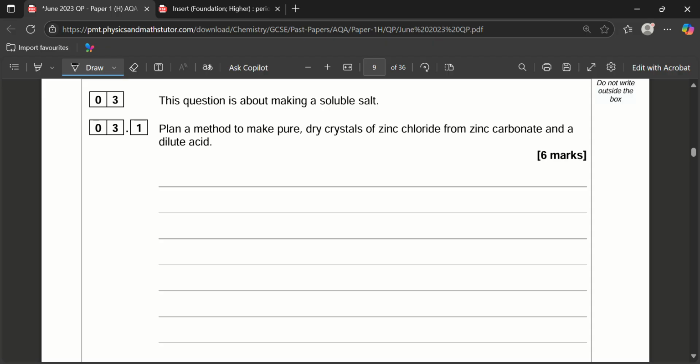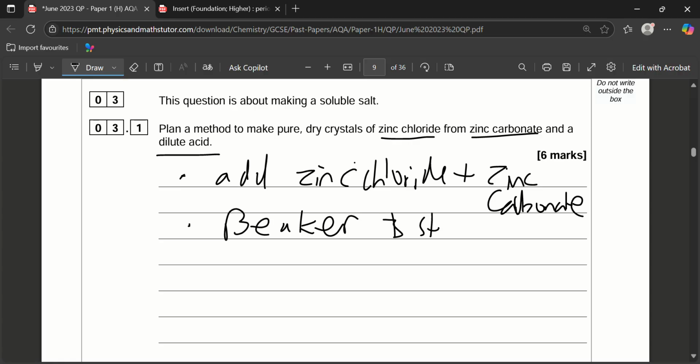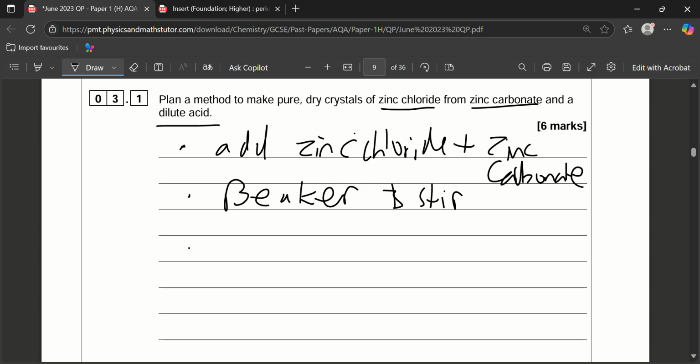This question 3 is about making a soluble salt. Plan a method to make pure dry crystals of zinc chloride from zinc carbonate and dilute acid. Well, we need a beaker, so we'll add both the reactants. We'll add the dilute acid and zinc carbonate together. That's going to be your first bullet point. Mention a beaker, adding them into a beaker, and you can stir it.